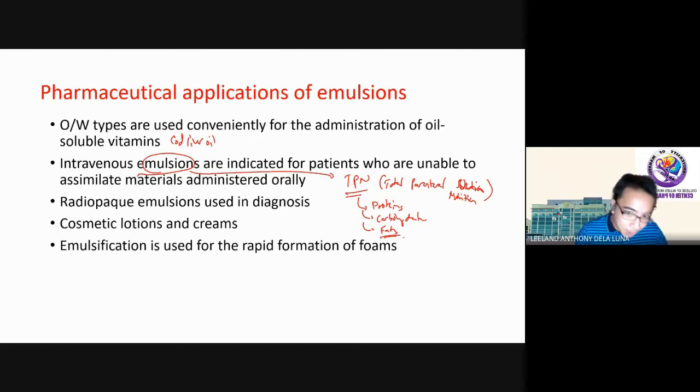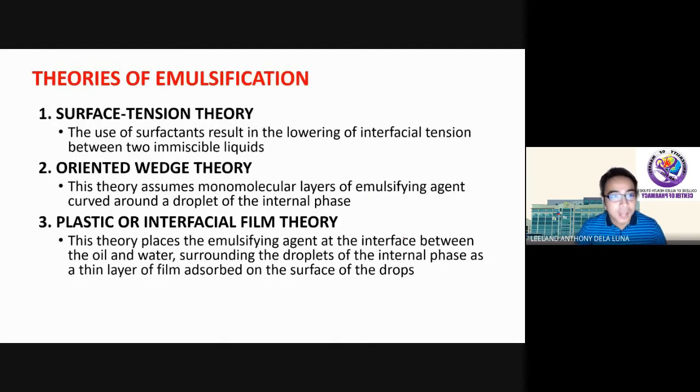Okay, what else? Radio opaque emulsions, used for diagnosis, cosmetic lotions, and creams. Karamihan class, it's water and oil for lotions. Okay, and then emulsification can be used for rapid formation of foam. Okay? Now, some theories regarding emulsification class would be tatlo lang naman. Kumbaga, how do emulsifiers work? So, ang tatlong theory dyan class is surface tension theory, oriented wedge theory, or plastic or interfacial film theory.